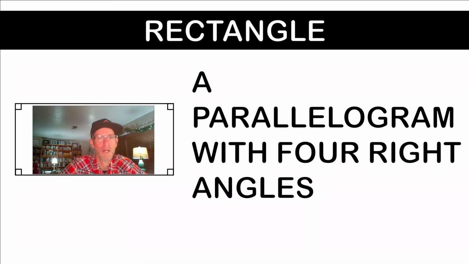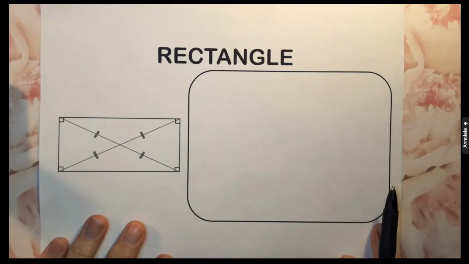Our next quadrilateral is a rectangle. A rectangle is a parallelogram. Its top and bottom are parallel, and this side is parallel to that side. But on top of that, it has four right angles. A rectangle is a parallelogram with four right angles.